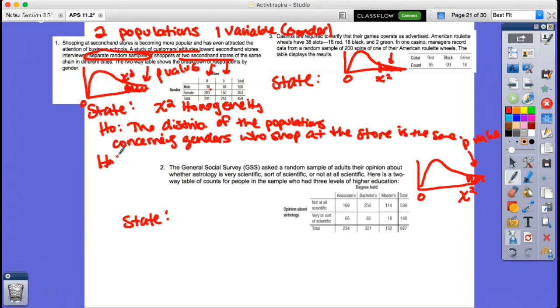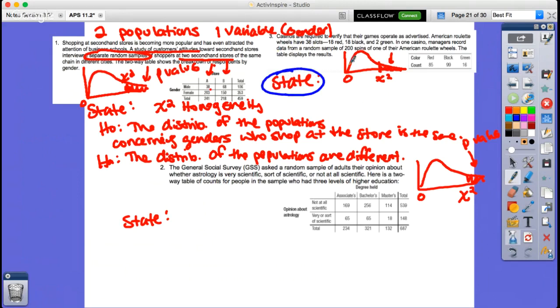The alternative, let's put the alternative here. And I hope that this makes sense. I'm just going to do the same thing. The distributions of the populations are what? Different. So what we're trying to show is that, in fact, they are different. But in order to show that they're different, we have to assume that they, in fact, are the same. Okay? So coming back up here to the next one, we're going to do number 3 here.